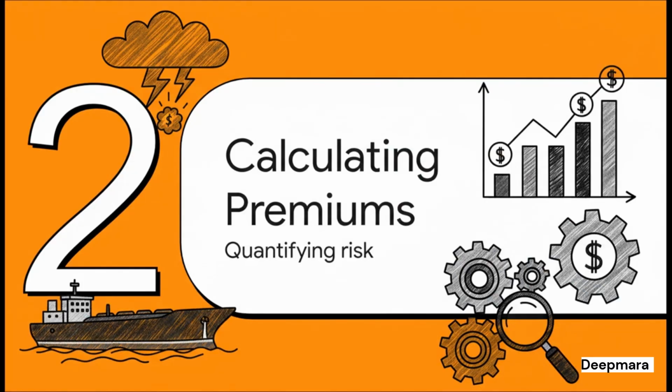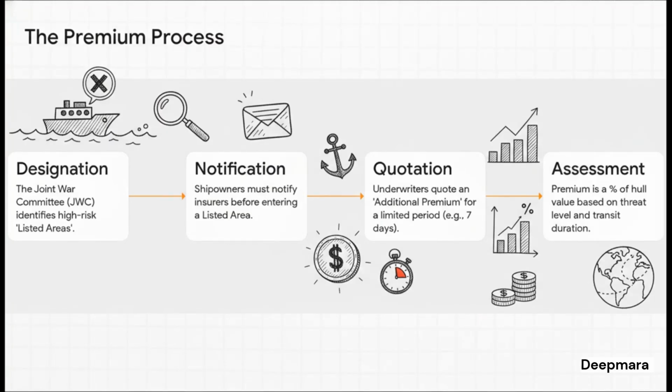So now that we've defined the policy, let's get into the mechanics of how these premiums are actually worked out. It's a very structured process. It all kicks off when a vessel is scheduled to enter a formally designated high-risk zone, what's known as a listed area. These areas are identified by official bodies, like the London Market's Joint War Committee. The shipowner is then required to notify their insurer, and the insurance specialists, known as underwriters, will quote what's called an additional premium for that specific voyage.